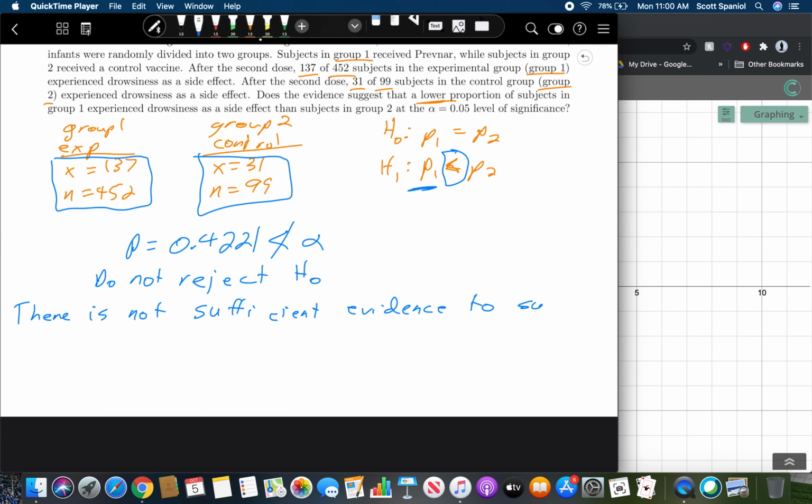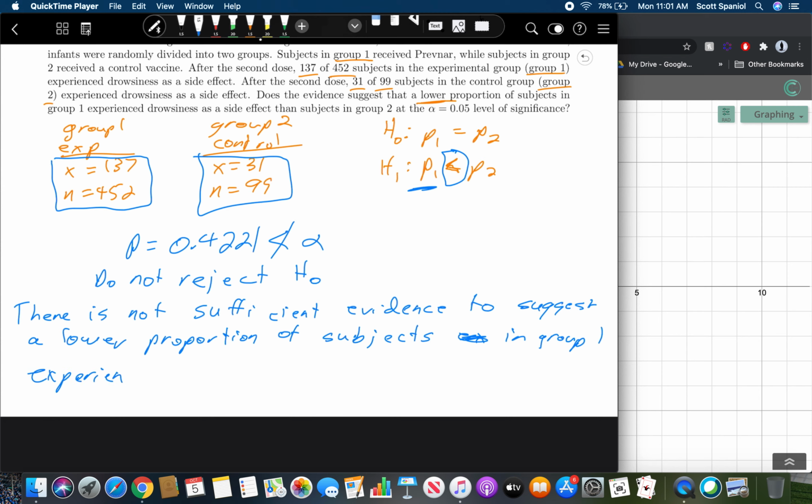to suggest a lower proportion of subjects in group 1 experienced drowsiness compared to group 2. Okay. And so that's all there is to that.